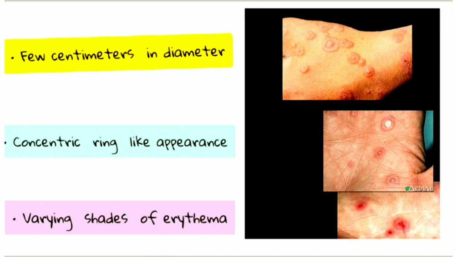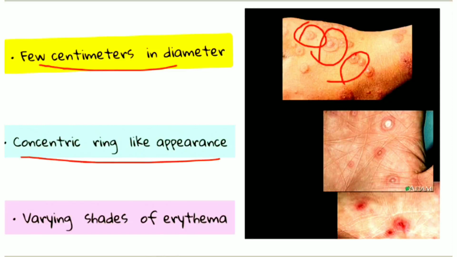So you can appreciate in this clinical picture, they are usually a few centimeters in diameter. You can see this and this, these all are the macules, papules, vesicles present on the surface. And also it is present in a concentric ring-like appearance. So you can appreciate here the ring-like appearance is seen. Let me zoom it so you can understand it much better.